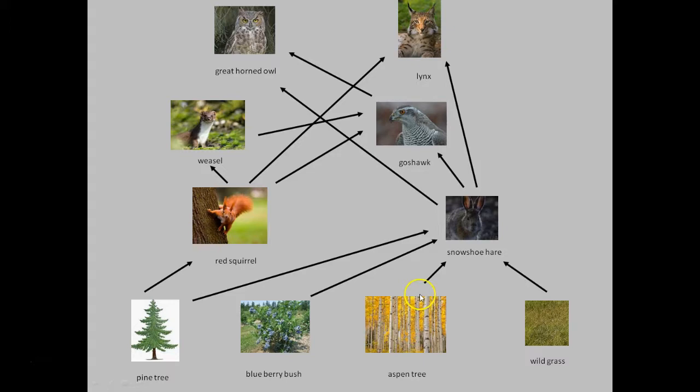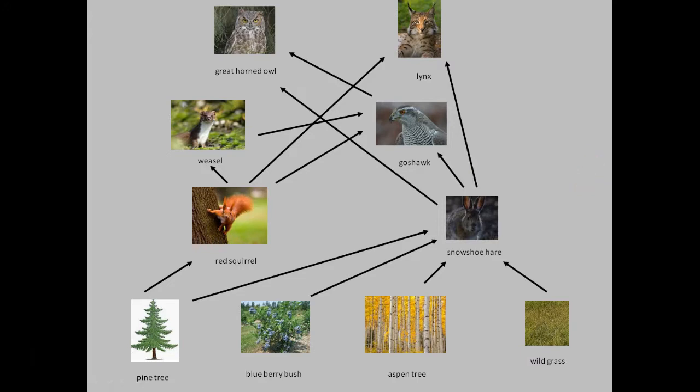And the arrows always go from the thing being consumed. So for example, from the aspen tree to this thing consuming it, the snowshoe hare. So this shows me that the snowshoe hare eats the aspen tree. Okay? And then I go from the snowshoe hare to the goose hawk. And it shows that this hawk consumes the hare. It always goes from the thing being consumed to the organism consuming it. Okay? So in this ecosystem, we can see that there are lots of relationships.